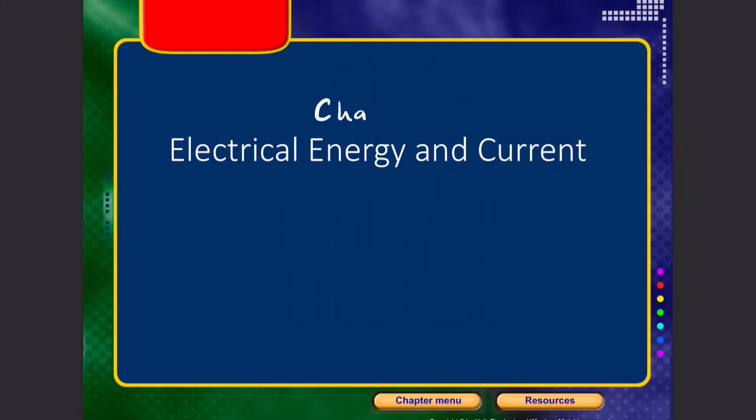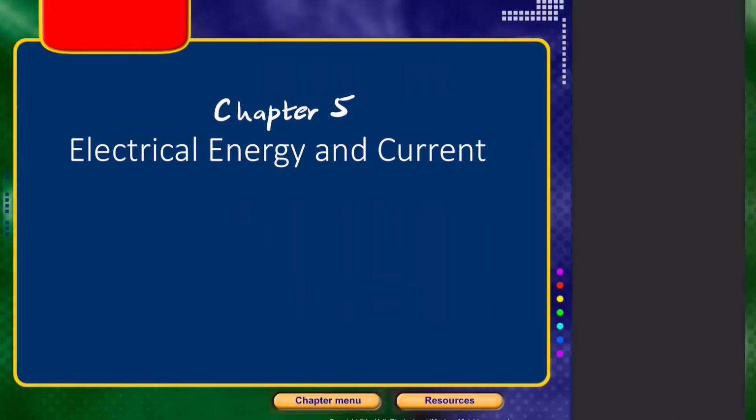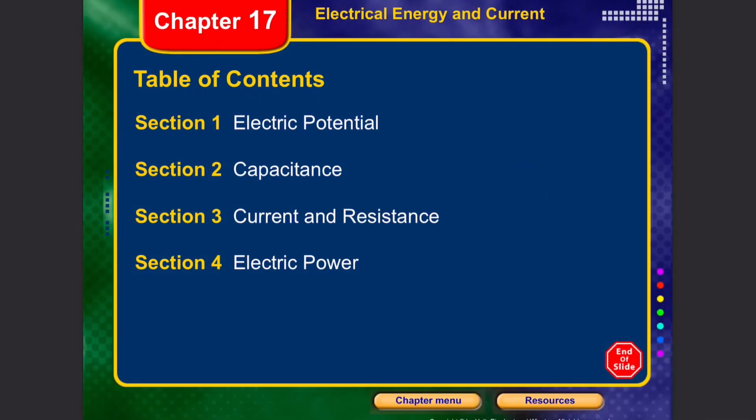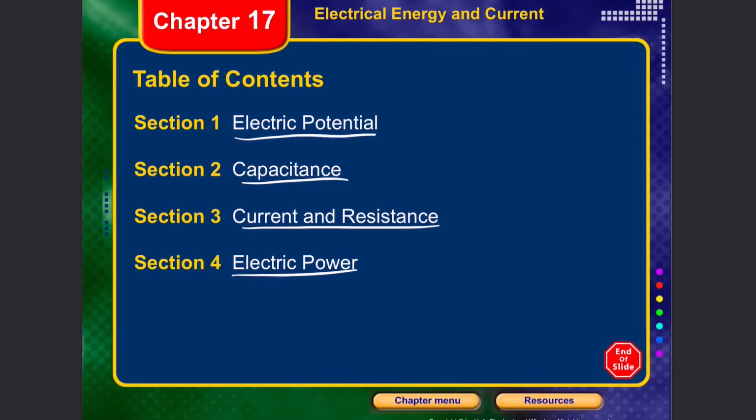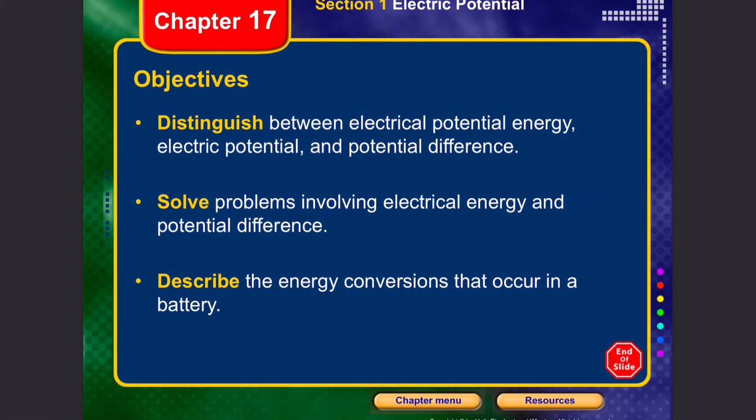So in this chapter we'll talk about electrical energy and current. We'll see 4 different parts. In the first lecture we'll discuss electrical potential and capacitance. In the second lecture we'll talk about current and resistance and electrical power. So let's start with the first section, electrical potential.